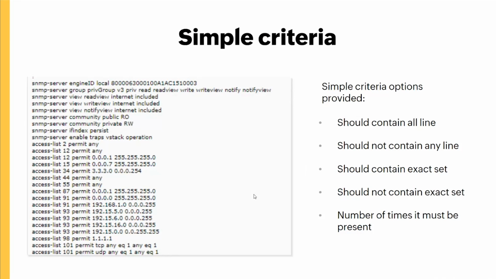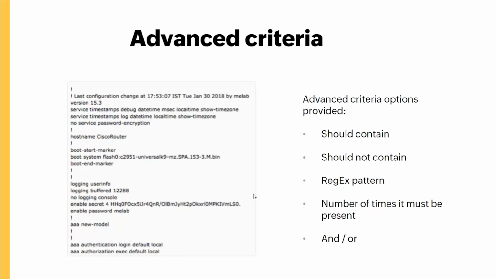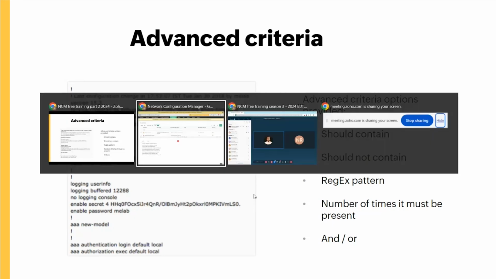Now let's talk about the advanced criteria. In this criteria, you can provide conditions such as should contain or should not contain, along with the regular expression pattern. Additionally, you have the option to use the AND or OR functions, allowing you to create multiple criteria within a single rule. So let me show you this in the UI.